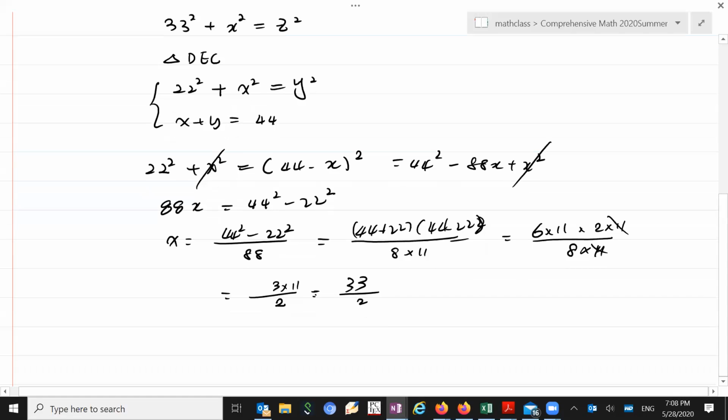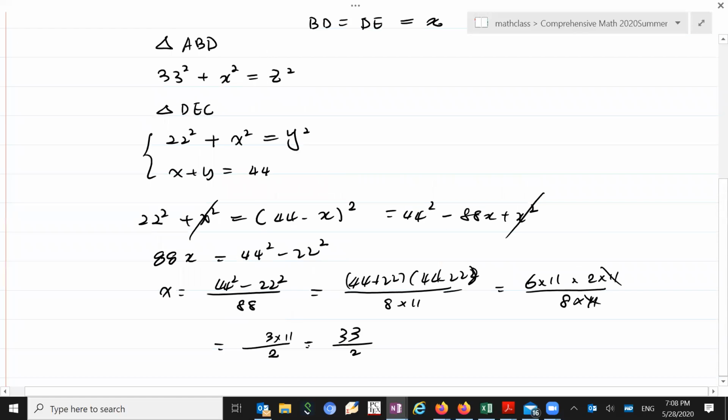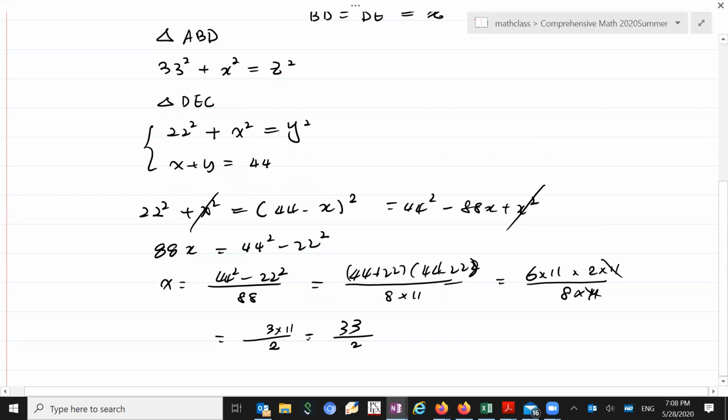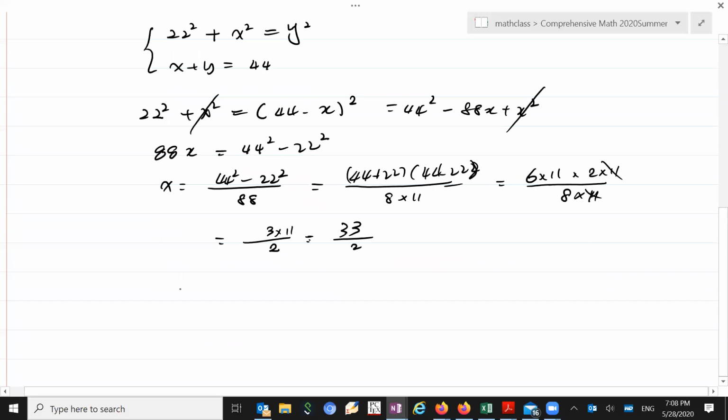Once you get x, you can get y. If we go back to the equation, you can also get z. So y is going to be 4 minus x.